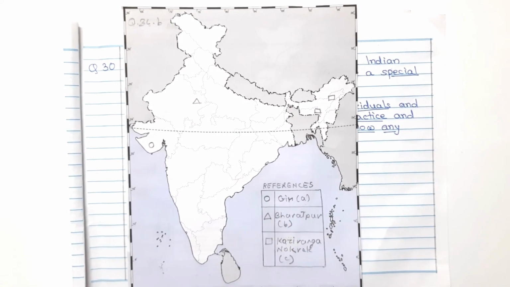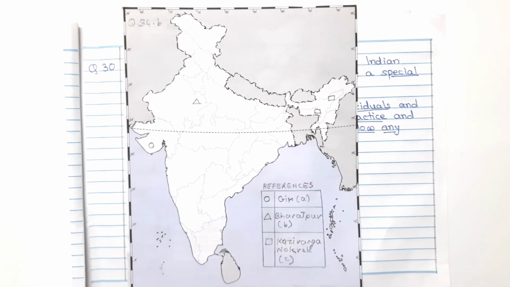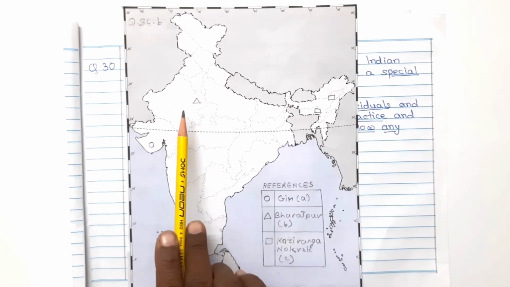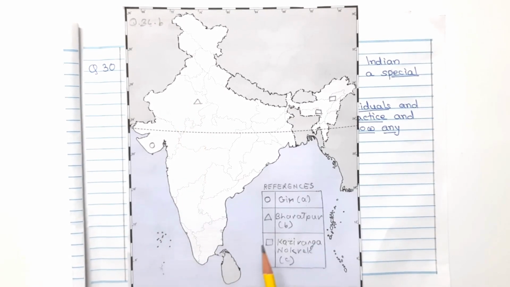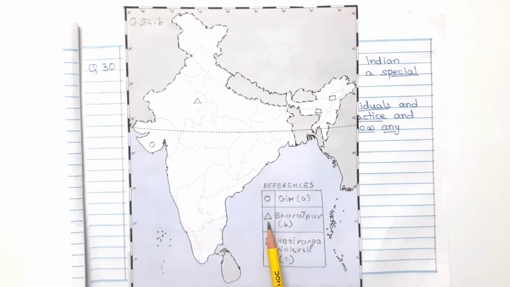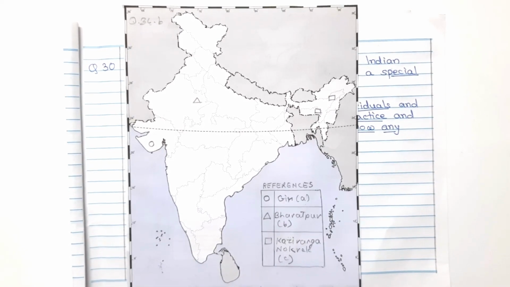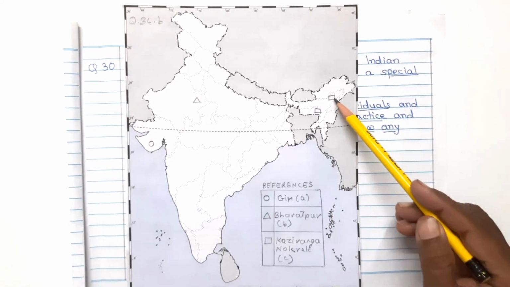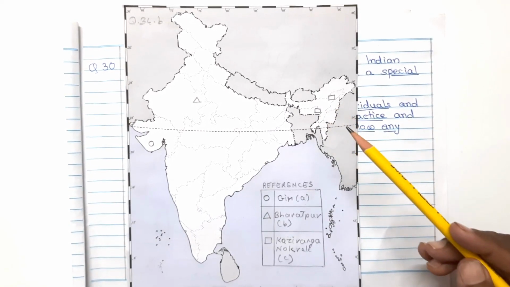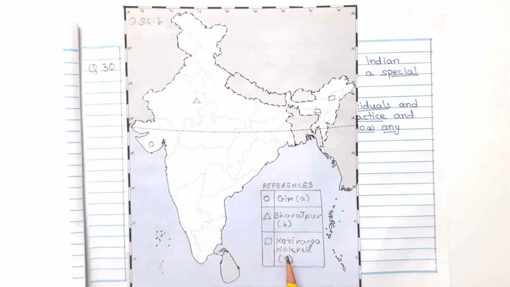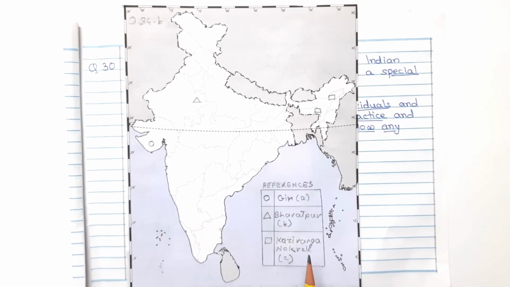Now the second question, B, is a bird sanctuary in Rajasthan famous for Siberian cranes. This is Bharatpur. That you have to give here in reference, Bharatpur B. Now the third question is, two wildlife sanctuaries in northeast India. These are the two. See how to write this. This is how you have to attempt the map questions. Make practice for map.